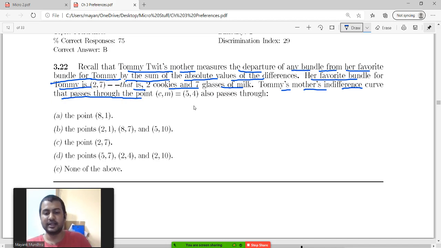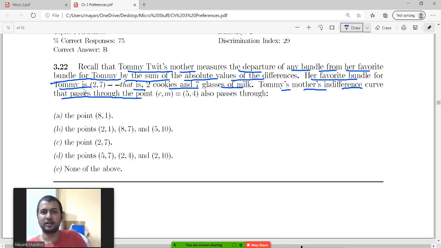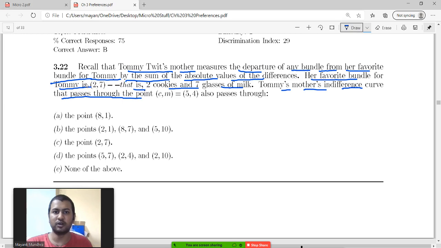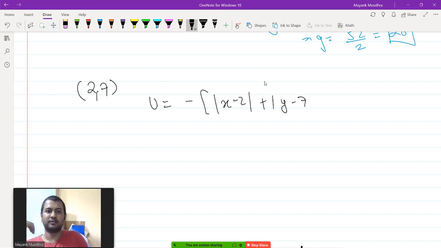Okay, so the idea is that she cares about absolute differences. So the most preferred bundle is 2 comma 7. Her utility is maximum when she is closest to 2 comma 7. The further away she goes, she measures in terms of the sum of absolute values of the differences. So her utility function is basically negative of mod x minus 2 plus mod y minus 7.